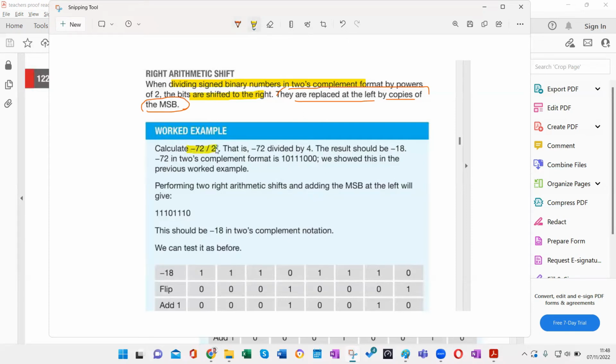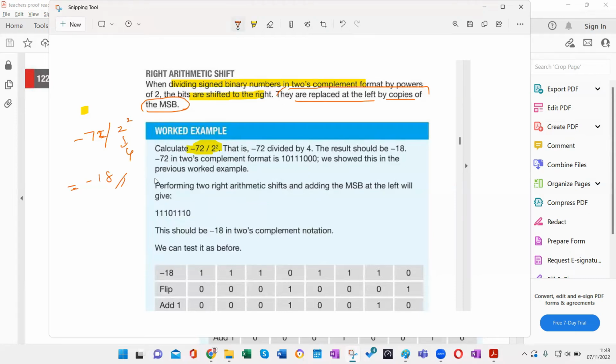Calculate minus 72 divided by 2 to the power 2. 2 to the power 2 means 4. So when you divide minus 72 by 4, what is the answer going to be? So minus 18. Yes, 2 to the power 2 means 4. So it's going to be minus 18. So let's see whether we get minus 18.